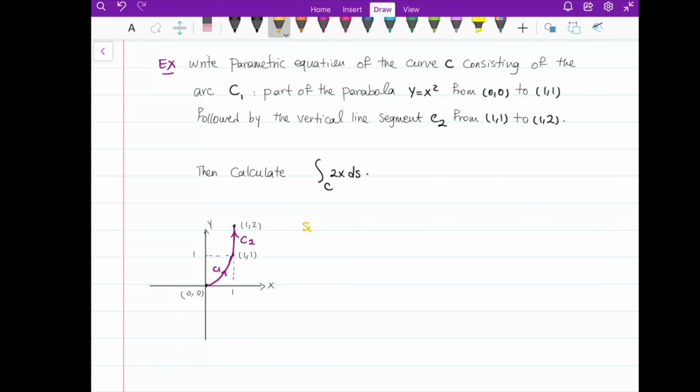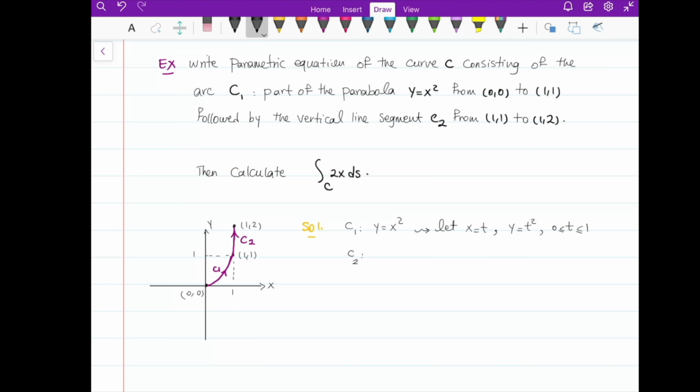So let me parameterize C1 first. C1 has the equation y equals x squared. As we discussed, we can let x be the parameter t and then y be t squared. Since x should be from 0 to 1, I'm going to let t be from 0 to 1, and then you can just check. Plug in t equals 0, I get 0, 0, which is good. Plug in t equals 1/2, I get 1/2, 1/4, which is somewhere in here. And then plug in t equals 1, I get 1, 1, which is right there. So it's a good parameterization.